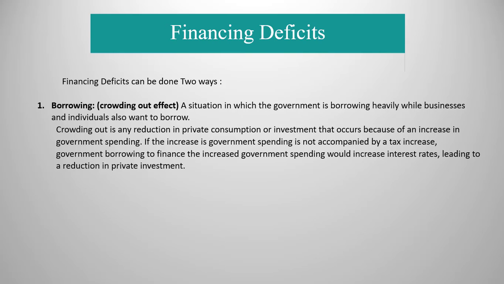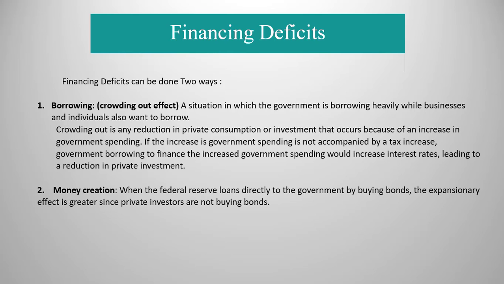If the increase in government spending is not accompanied by a tax increase, government borrowing to finance the increased government spending would increase interest rates, leading to a reduction in private investment. 2. Money creation. When the Federal Reserve loans directly to the government by buying bonds, the expansionary effect is greater since private investors are not buying bonds.